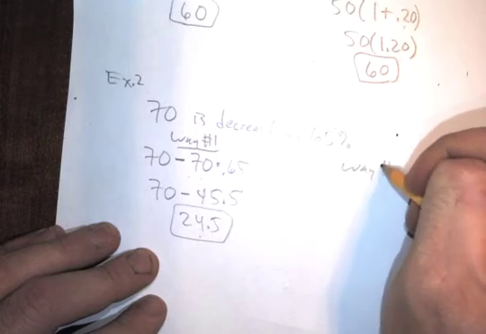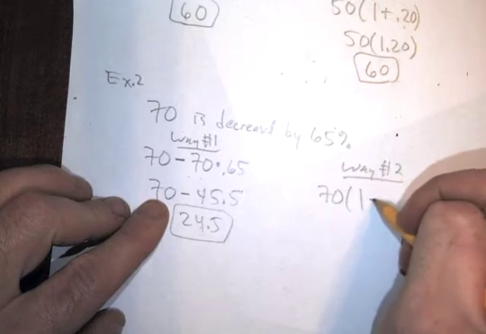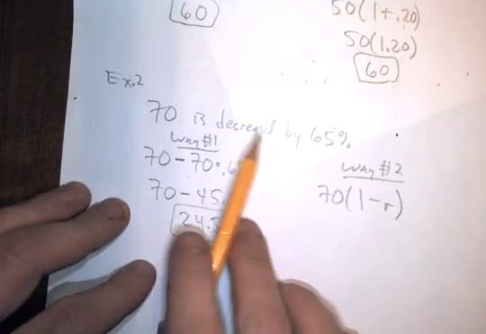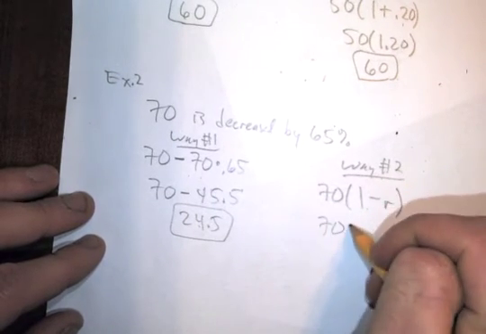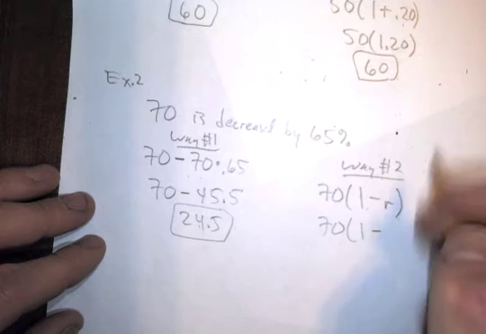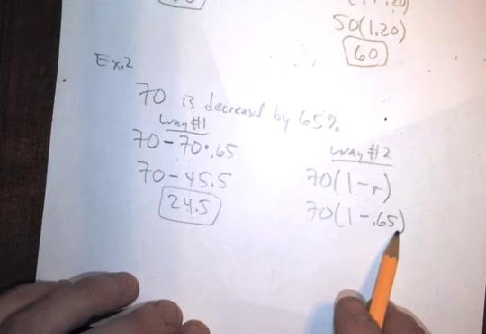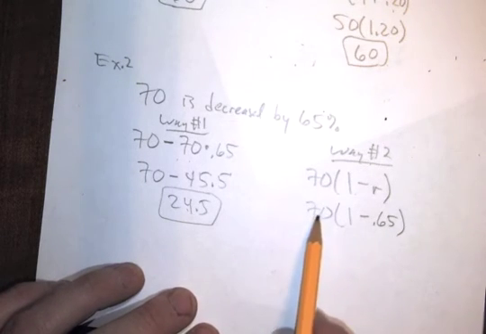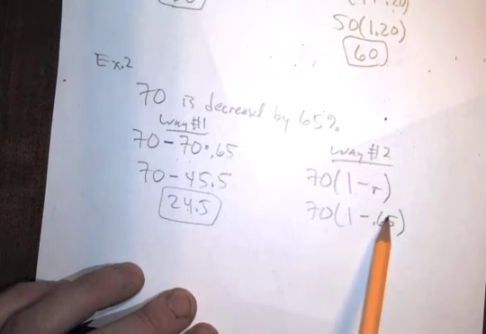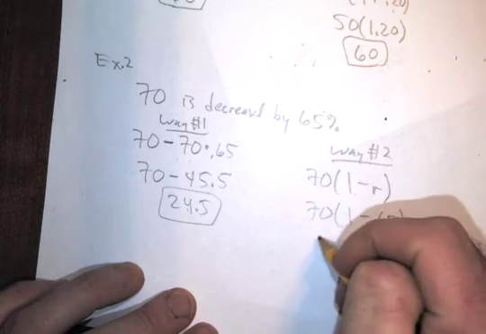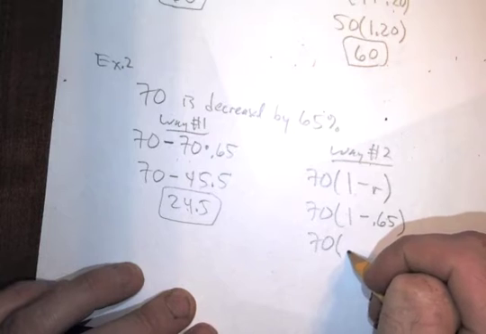Way number 2 is going to be like this, 70 again, but we're going to do 1 minus r. Why did I minus? Well, decrease, okay? Decreasing, so that's a minus situation. So in this case, 70, R is the rate, it's like the percent, but as a decimal, 0.65. Okay, so 70 times 1 minus 0.65. Again, think if I distributed here, it would look just like this. I would get 70, and then when I multiply these, I would get that. Okay, but we're just going to put these together and say, well, what's 1 minus 0.65?